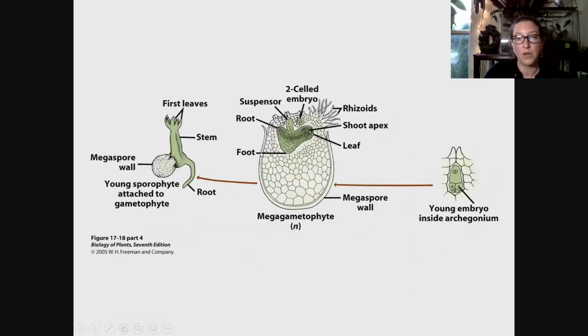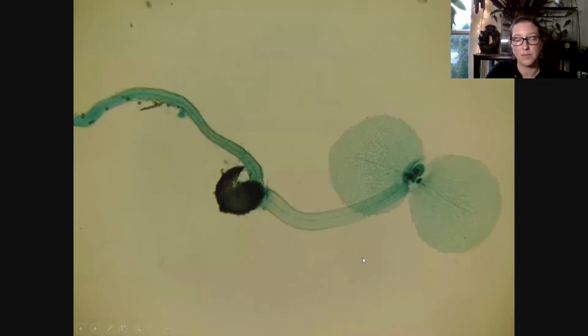And that young embryo will continue to grow, and eventually emerge from where the egg was, because that's where, remember, the egg stays. Don't worry about things here. Just know that ultimately that young embryo will start to emerge out of the megaspore, which is where the female gametophyte was. And that brings us back to the beginning.